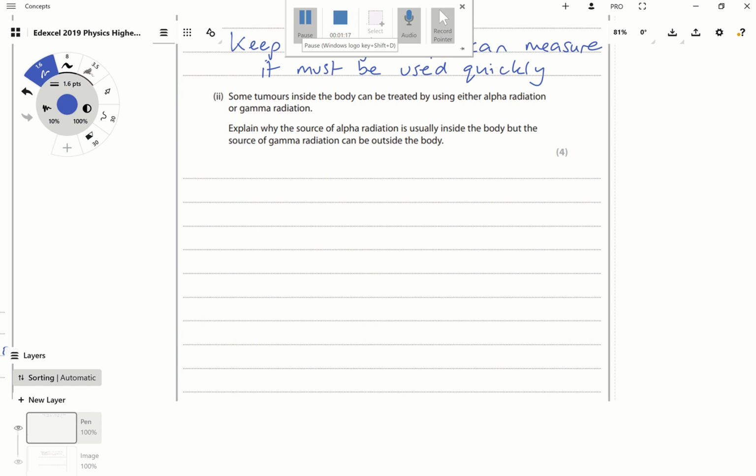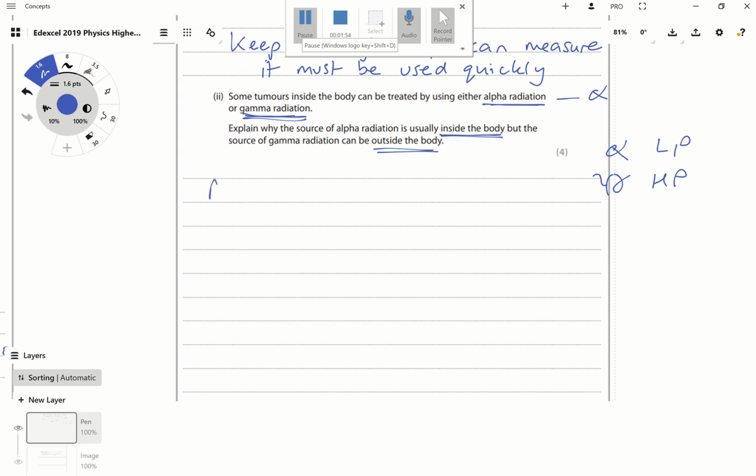Some tumours can be treated using alpha radiation or gamma radiation. So yeah, we can use alpha, but only in really serious tumours and really, really tiny ones. So it says, why can the source of alpha be used inside the body, but the source of gamma can be used outside the body? So this is just checking, do you know that alpha has a low penetration? Do you know that gamma has a high penetration? And we know that alpha is highly ionizing and gamma is weakly ionizing, but we're just talking about the penetration.